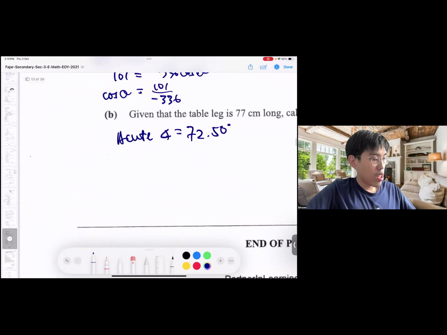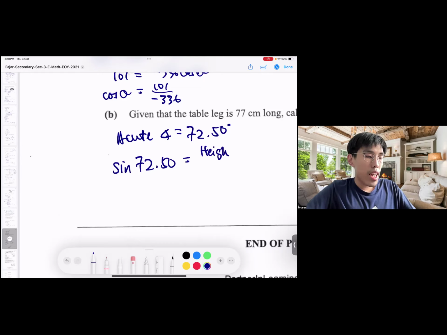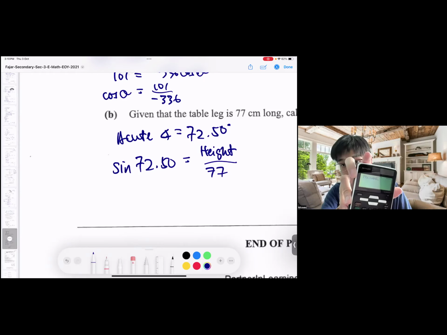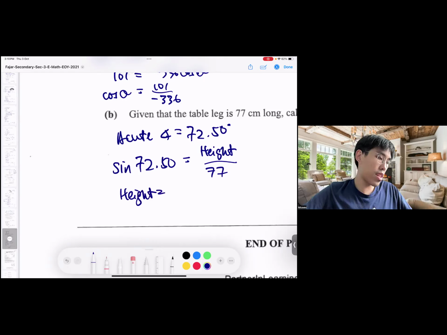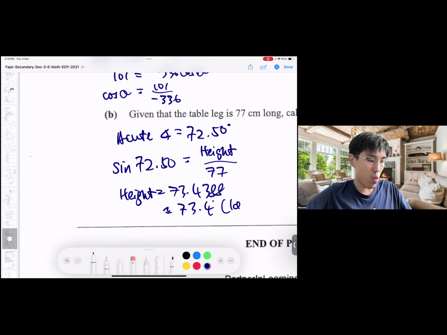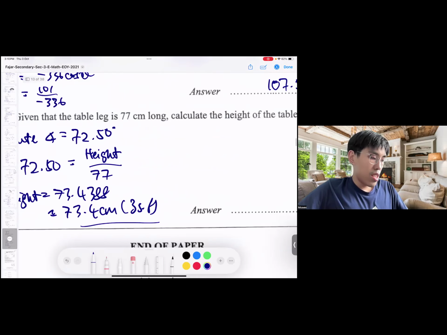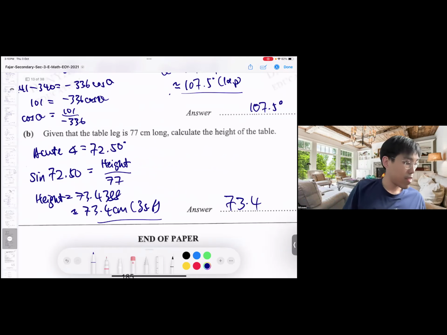So sine 72.50 equals the height over 77. So I have this here already. Press 77 sine of the answer. Like that. Then you'll get 73.438. So the height will be 73.4 to, no, this is to 3 sig fig. 3 sig fig cm, because this one is the height. So 73.4. Done.